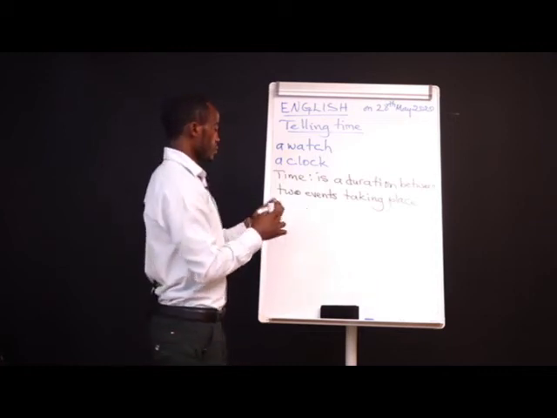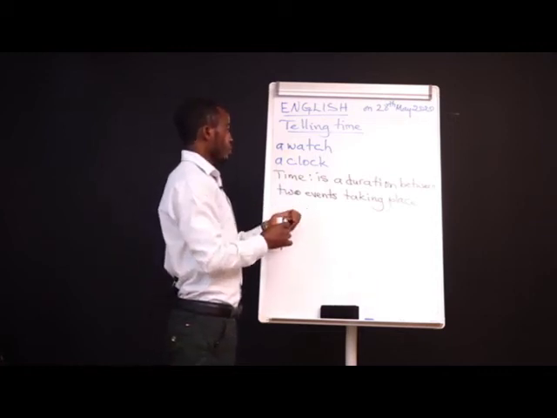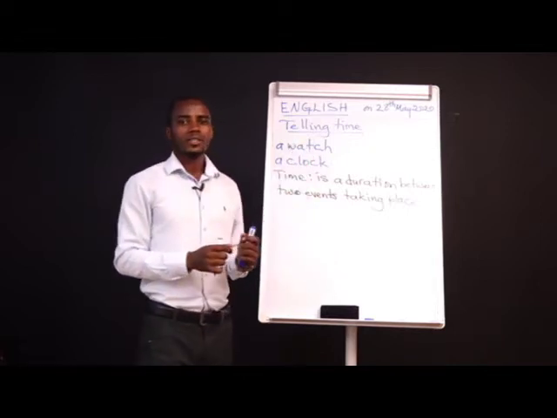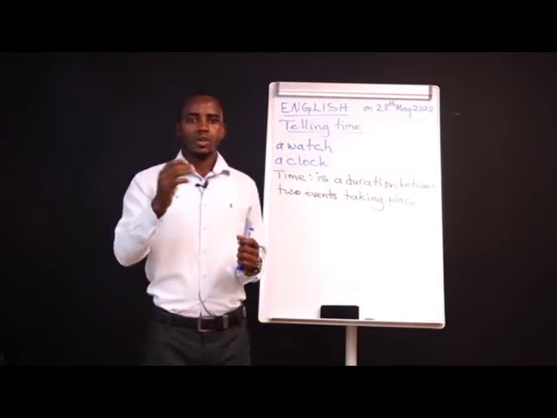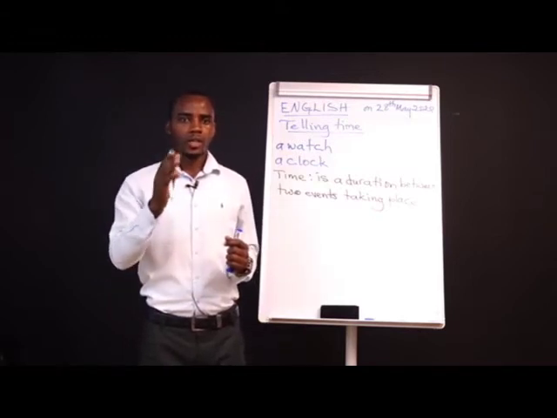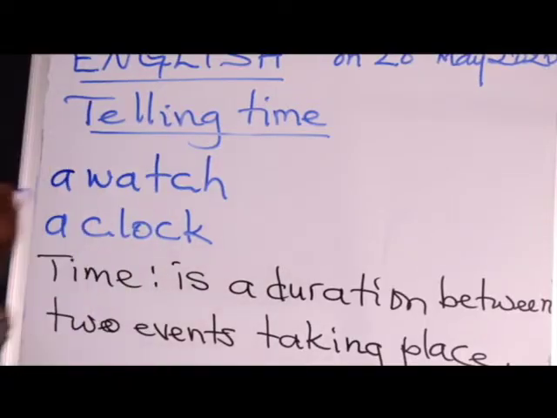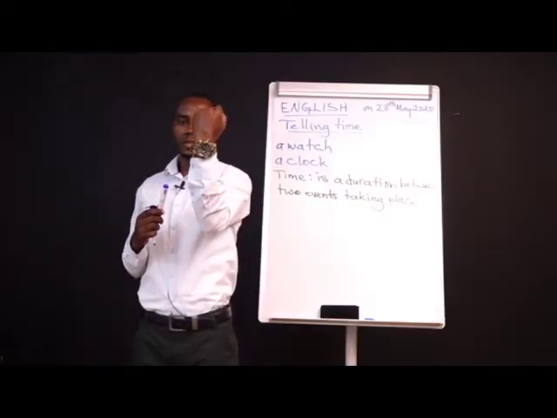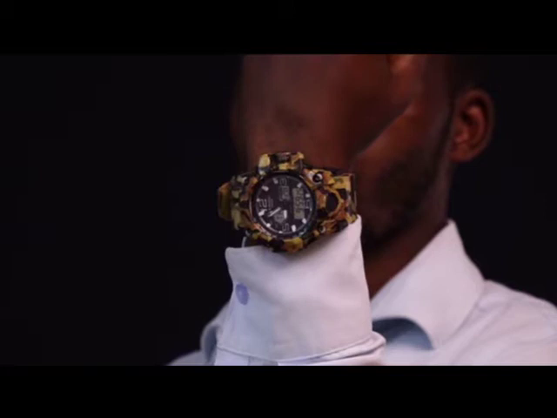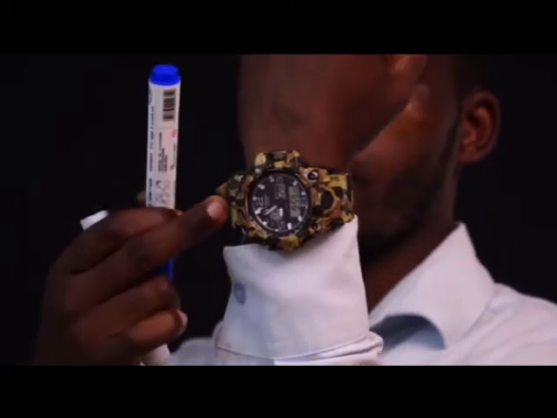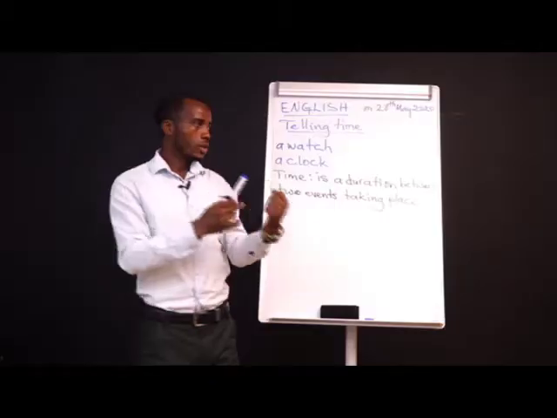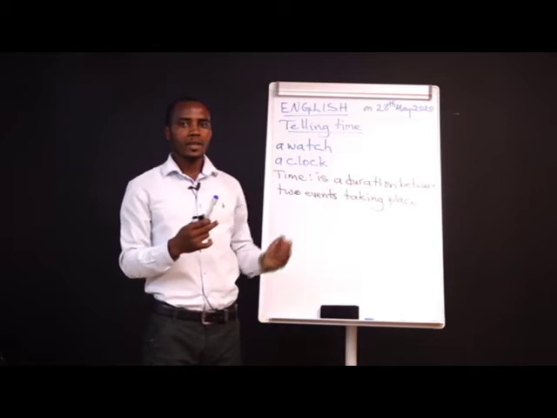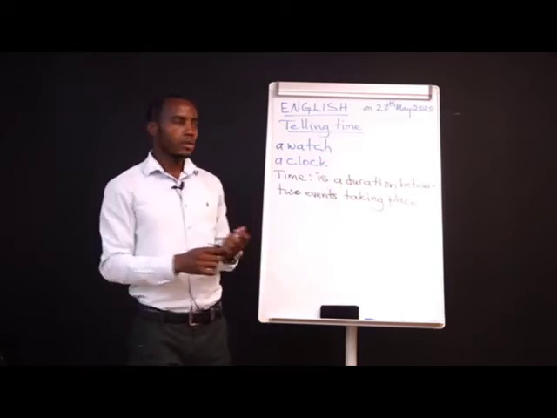Okay? So now, as we have seen that when you are going to tell time, you use a watch and you use a clock. Who can differentiate for me a watch and a clock? A watch, for example, look at my wrist. This is my wrist. What is there? There is what we call a watch. This is my watch. So to mean that a watch is a device that you put on your hand which helps you to tell time.